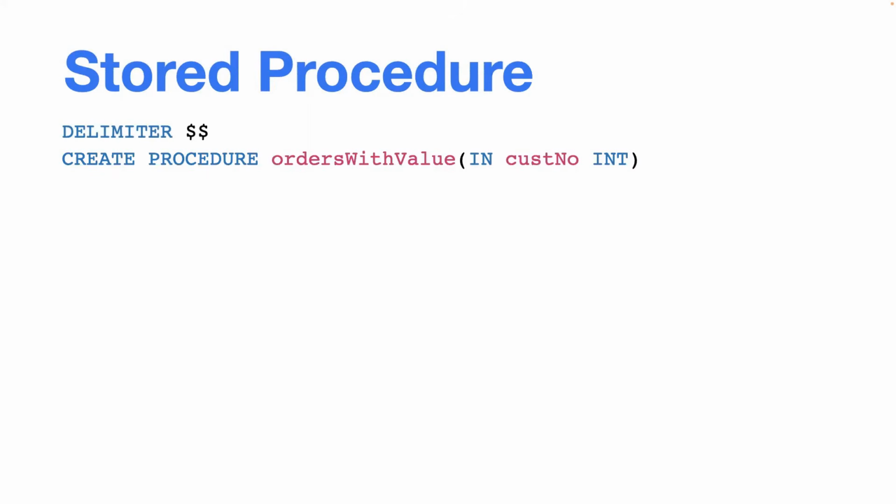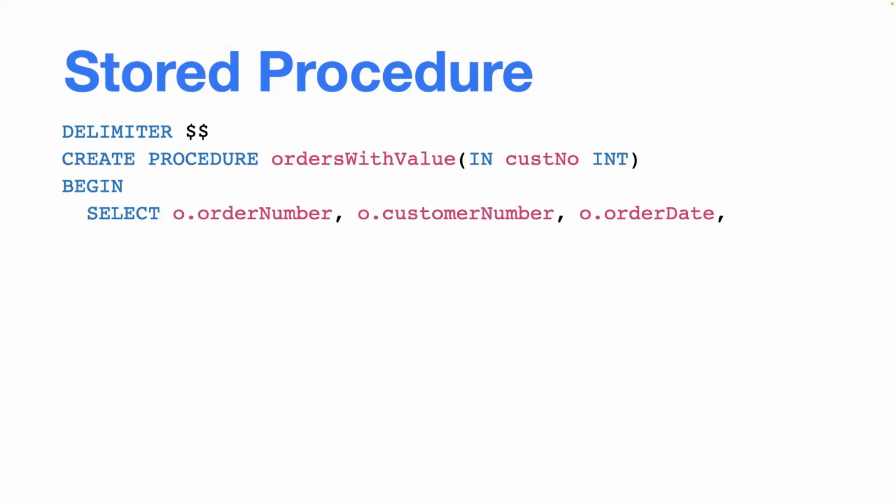So that's how you create a stored procedure. You first change the delimiter to something else. It could be $, whatever you want to change it to. Then you call create procedure, you give the name of the procedure, you give a list of inputs, and for each input you have to specify a type. Then you say begin, and then you include one or more statements.